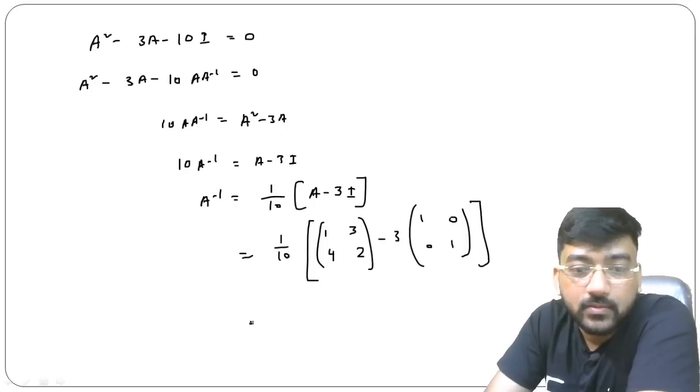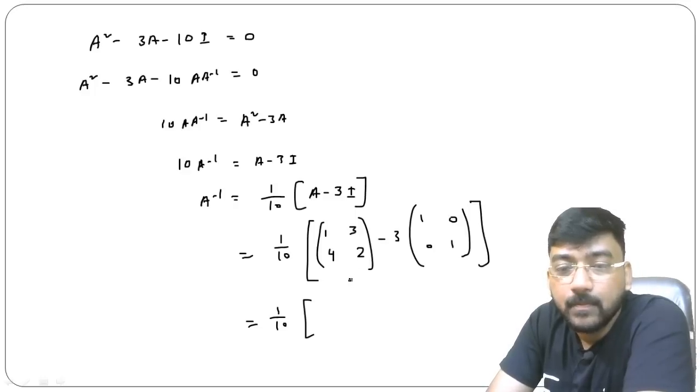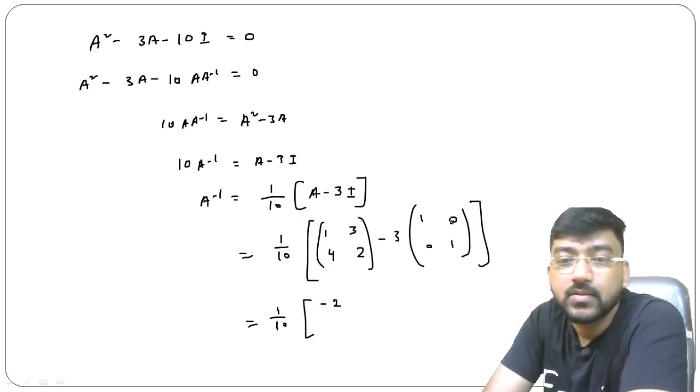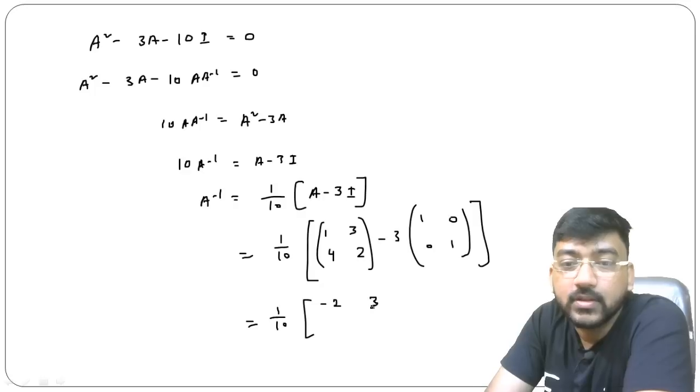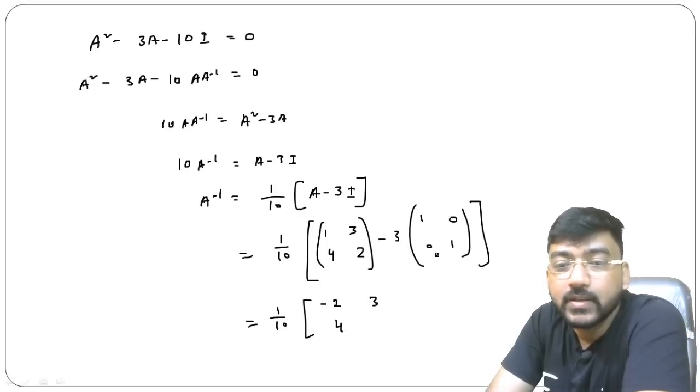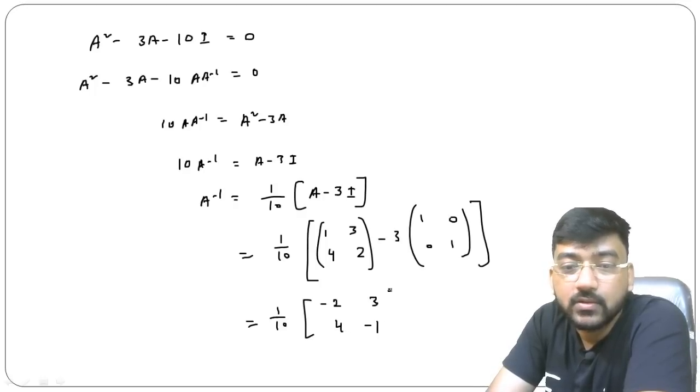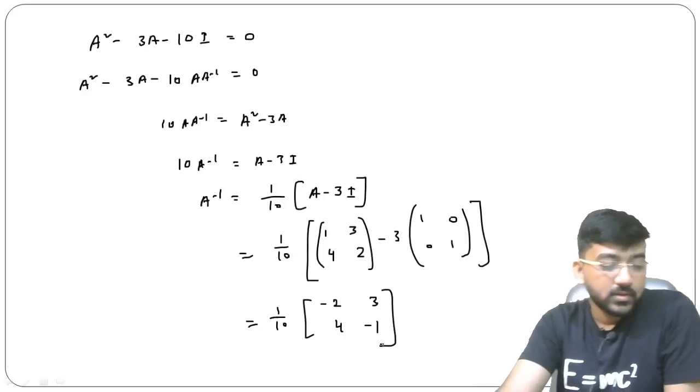So you can find out from here that 1 by 10 into your 1 minus 3, that will be minus 2. Then 3 minus 0, so that will be 3. Then 4 minus 0 will be 4. Then 2 minus 3, that will be minus 1. So this is your A inverse. This is your A inverse finally.